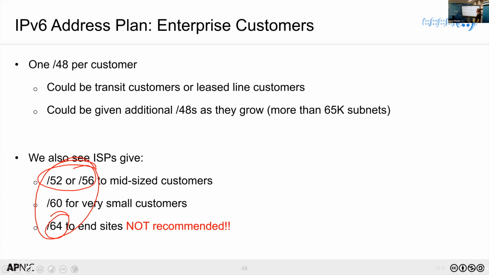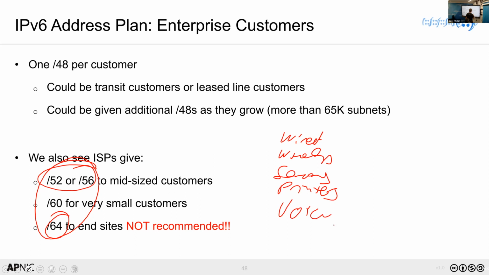The reason we say that, if an end site, think about what they offer. As a single site, I might have my wired LAN. I might have wireless. I might have some servers that I run. I might have some printers. I might have some voice. I might have some guest wireless. That's 6 straight off the bat. So even then, the /60 is probably getting a bit small.